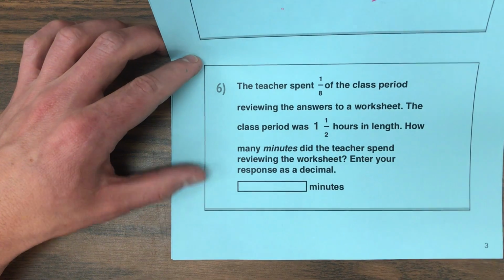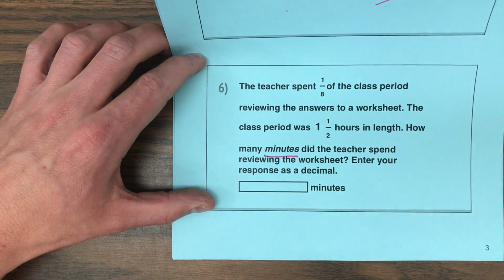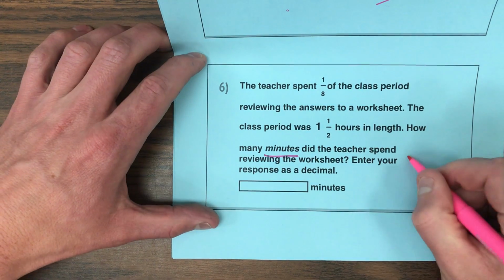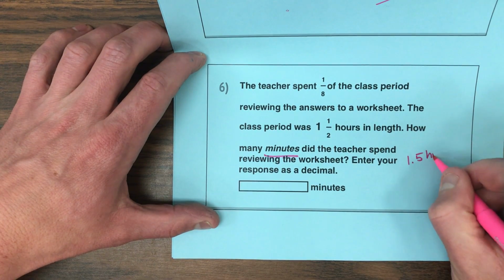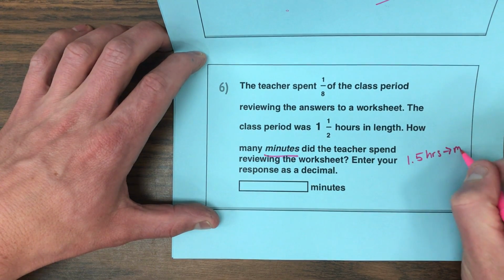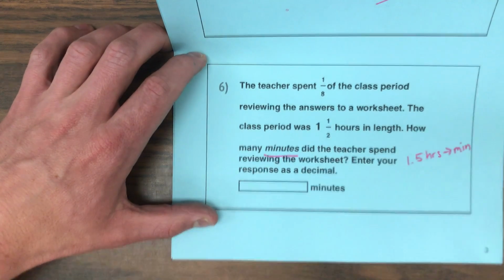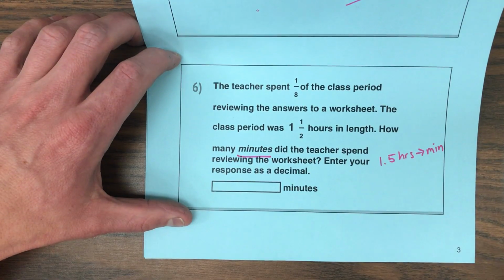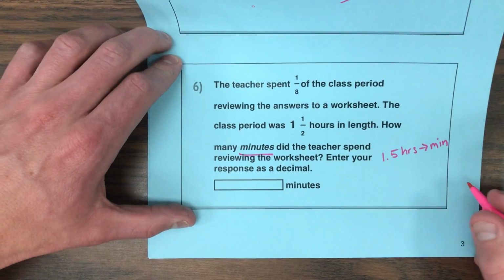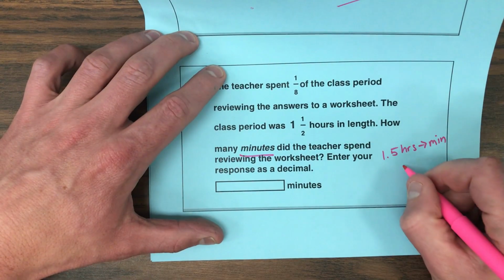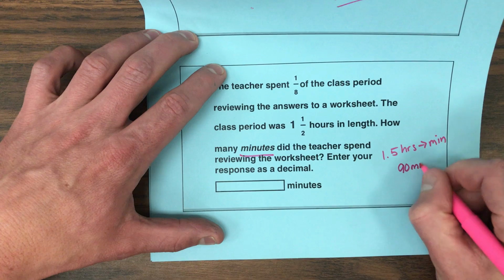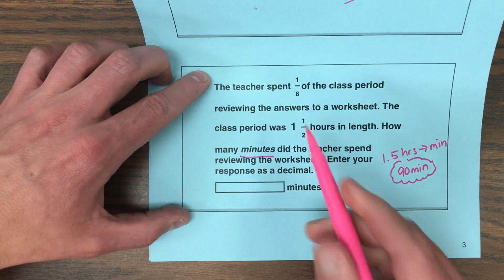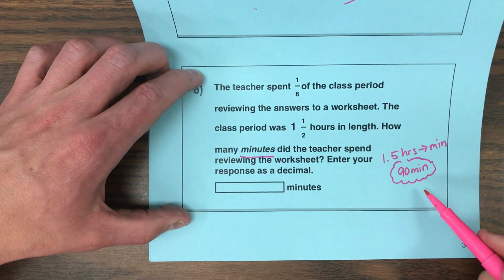All right, so the first thing I see is that they want an answer in minutes. Might as well just do my math in minutes. Let me convert 1.5 hours to minutes. I think that would make my life easier if I just did that right away. I know that 1 hour is 60 minutes. This additional half hour is another 30 minutes. So that means 90 minutes. So now I just have to figure out what 1/8 of 90 minutes is.